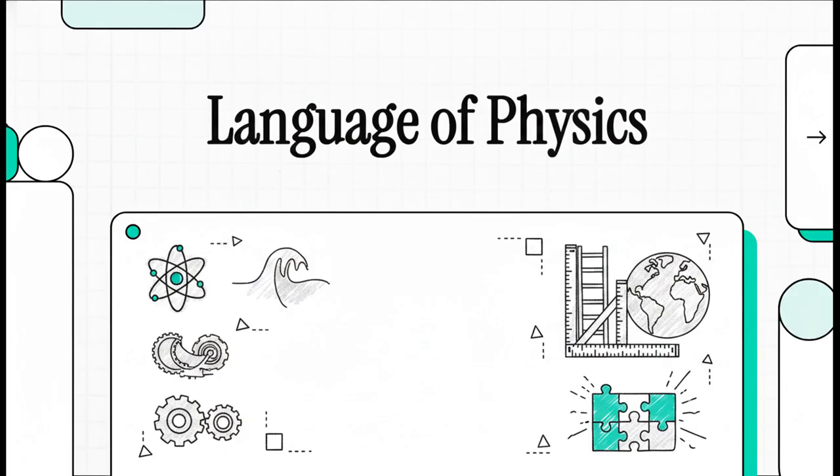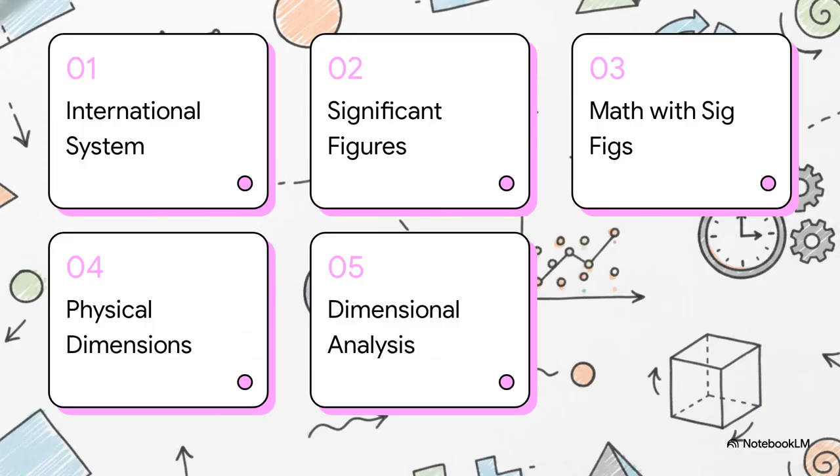Today, we're going to master the foundational grammar of that language, the core rules of measurement. Because honestly, without these rules, physics is just a random jumble of numbers. But with them, we can decode the very fabric of the universe. So here is our roadmap for today. We're going to hit the international system, then move right into precision and significant figures. From there, we'll tackle math with significant figures, explore the dimensions of physical quantities, and wrap the whole thing up with dimensional analysis in action.